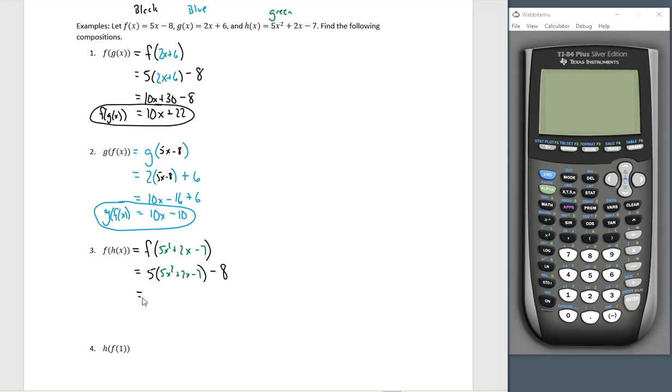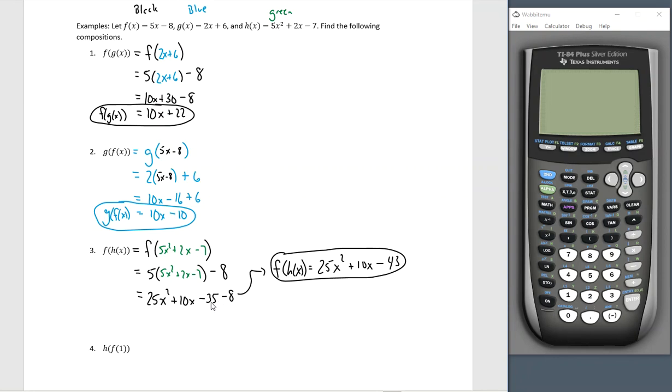And now we can simplify. We're going to multiply 5 times 5 to get 25x squared. 5 times 2x is a plus 10x. 5 times a negative 7 is a negative 35. Don't forget the minus 8 on the end. And I'm going to move this one over here. It's actually coming from here. F evaluated at h of x is equal to 25x squared plus 10x minus 43. Right? We have to combine that 35 and the 8. They're both negative.